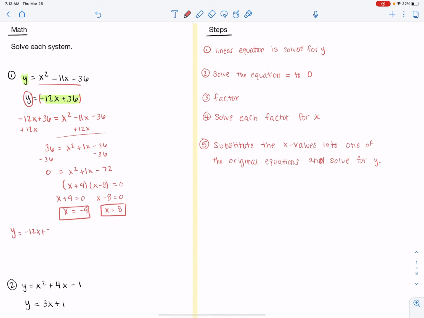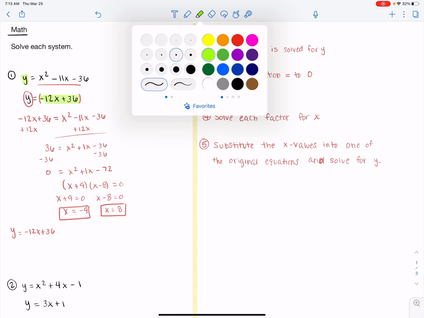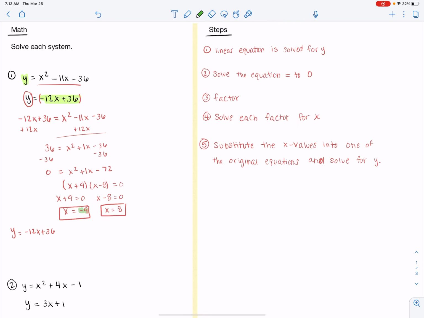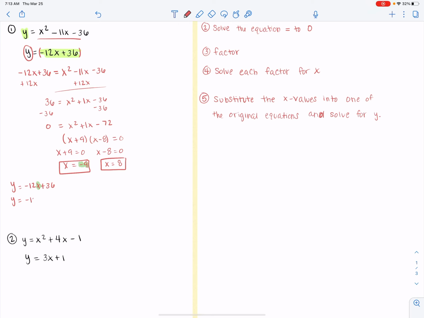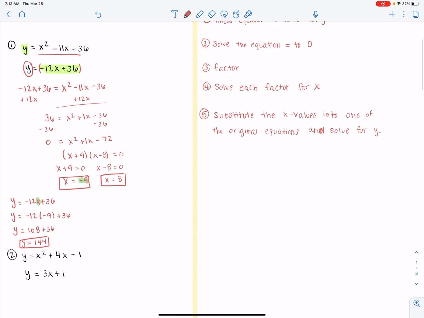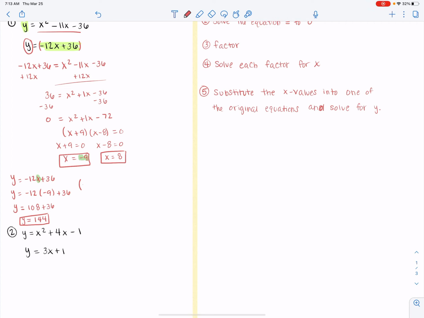So if I know x equals negative 9, I'm going to get my original equation, y equals negative 12x plus 36. And I know that x is negative 9. So I can replace this x with negative 9 using substitution. So y equals negative 12, instead of x, we're using negative 9, plus 36. So y equals negative 12 times negative 9 is 108, plus 36, y equals 144. So that tells me that if I put these two equations on a graph, they would cross at the point where x is negative 9 and y is 144.